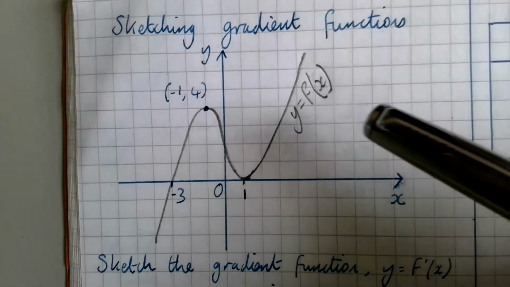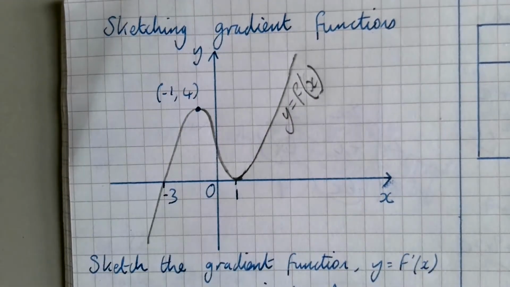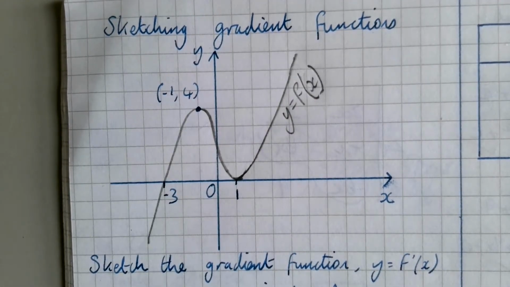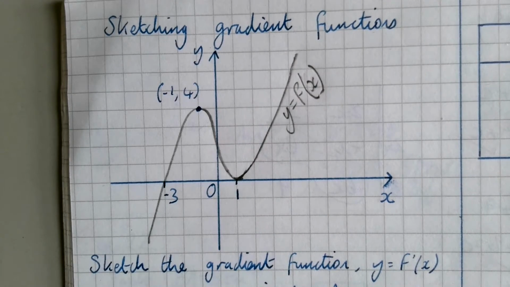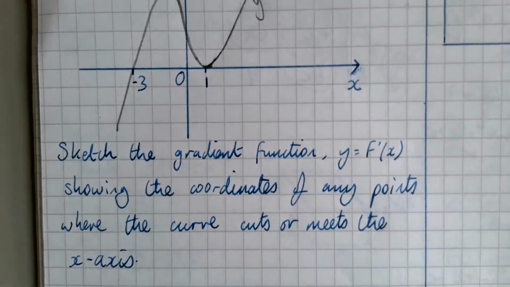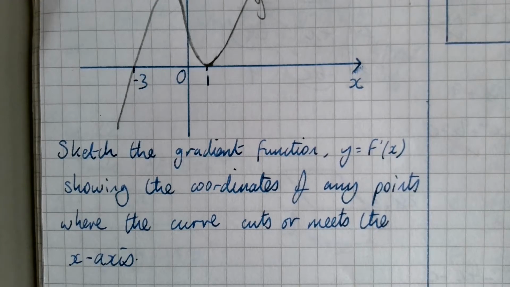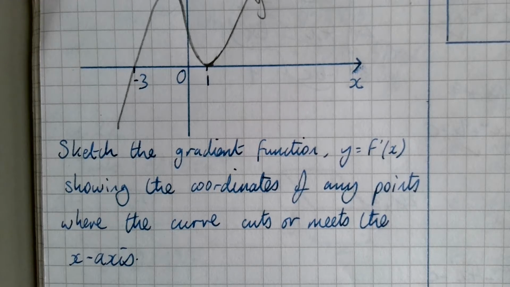If we're given a curve, so I'm told that y equals a function of x is just giving us this curve. We're not told what the equation is, but we're asked to sketch what the differential would look like, what the curve would look like, that tells the story about what's happening with our gradients here. So the question: sketch the gradient function y equals f dash of x, that's the differential of x, showing the coordinates of any points where the curve cuts or meets the x-axis.